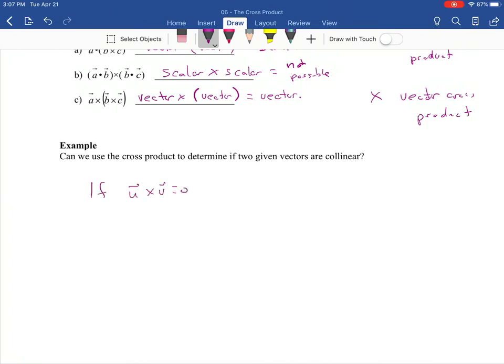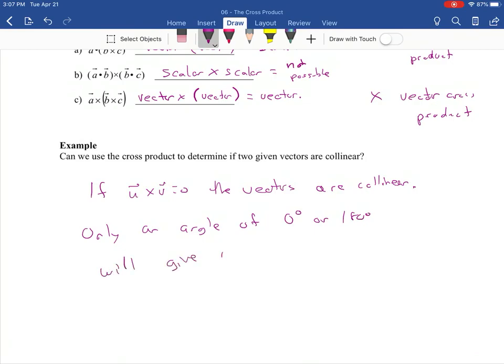Last question, can we use the cross product to determine if two vectors are collinear? And the answer is yes. If U cross V equals 0, the vectors are collinear. Only an angle of 0 degrees or 180 degrees will give U cross V equals 0.